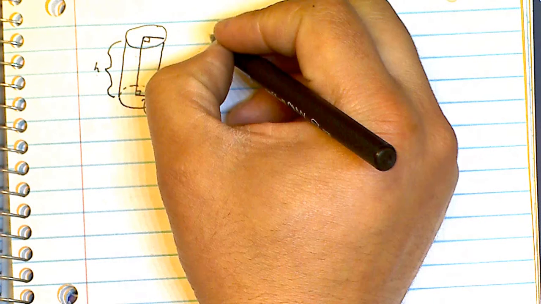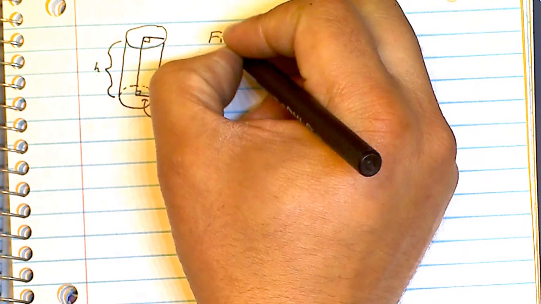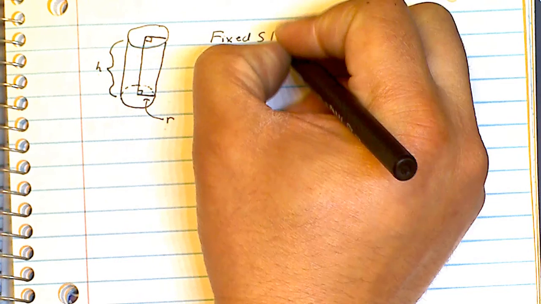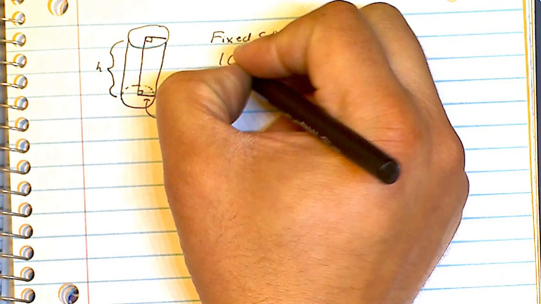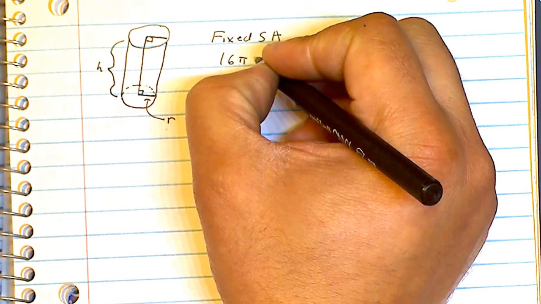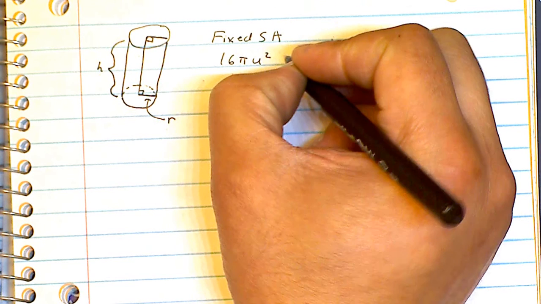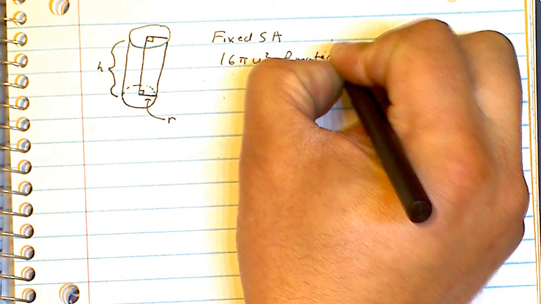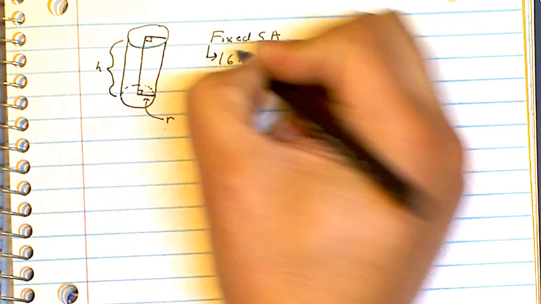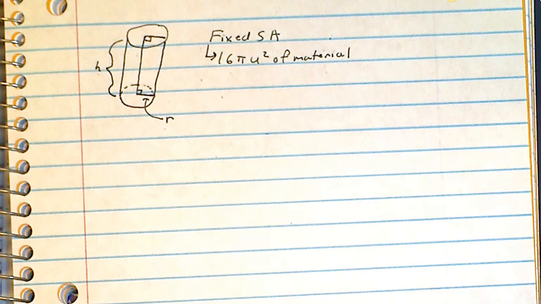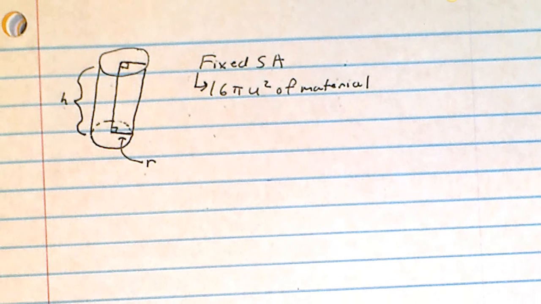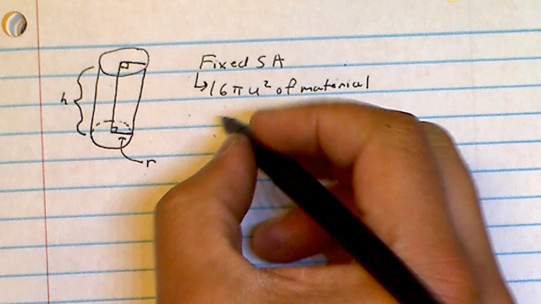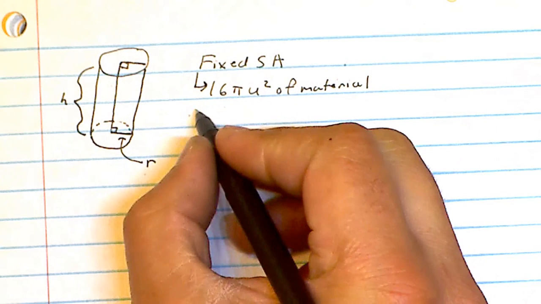So what we're going to do is say, all right, we have a fixed surface area. We can only pay for 16 pi units squared of material. Be it cardboard, if it's a cardboard cylinder, you're at a packing company or whatever, or an aluminum cylinder, if you're in a drink distributor company. And then I want to maximize the volume.